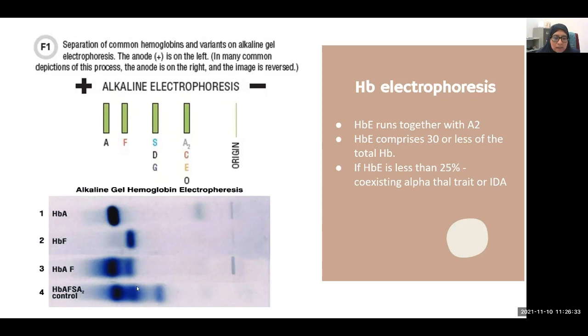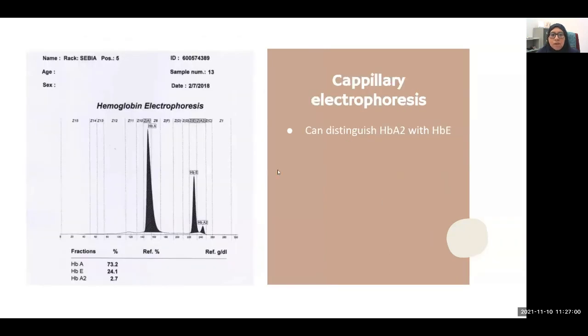So this is the gel card. This one will have HbA, and this one will have HbF. We have both HbA and HbF here, and this is usually the control. We have HbA2 here, and we usually have S, and then F and A here. So usually for the patient, we will compare it with the control. In capillary electrophoresis, it can distinguish between HbA2 and HbE. So we can see HbA2 here and also HbE here, and we also have HbA in the HbE trait.